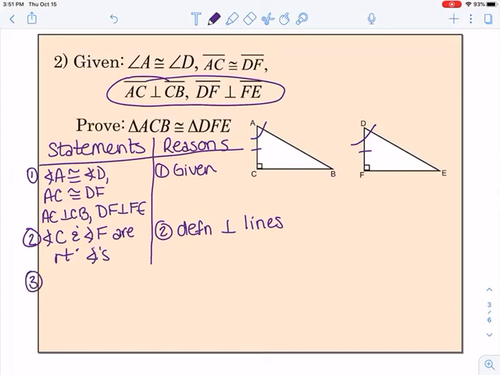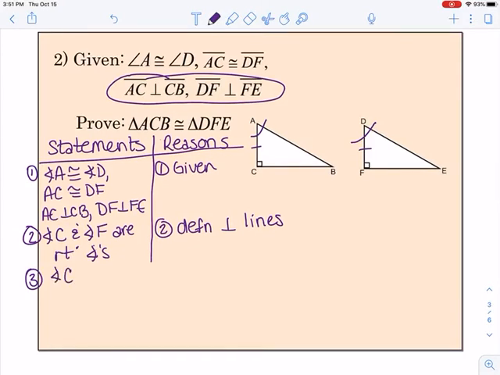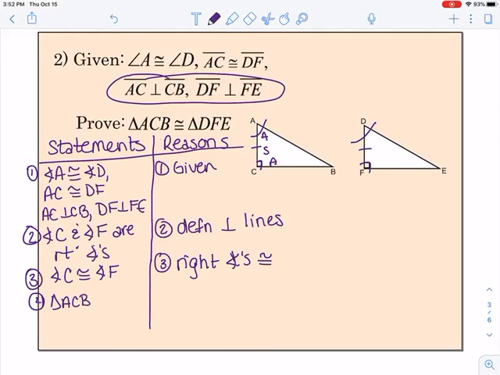Okay, and now that I know that they're right angles, now I can tell you that they're congruent. So angle C is congruent to angle F because right angles are congruent. Which means this angle is congruent to that angle, and I should have enough information now to prove my triangles congruent. I have an angle, a side, and an angle. So triangle ACB is congruent to triangle DFE, and again, that's because of angle, side, angle.